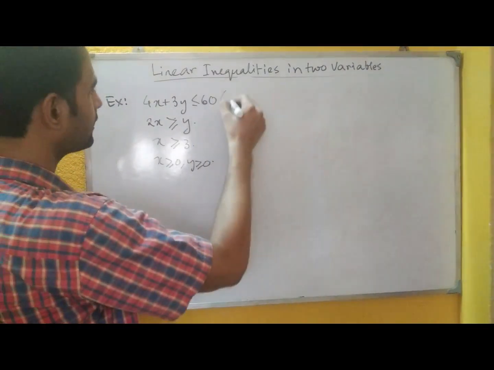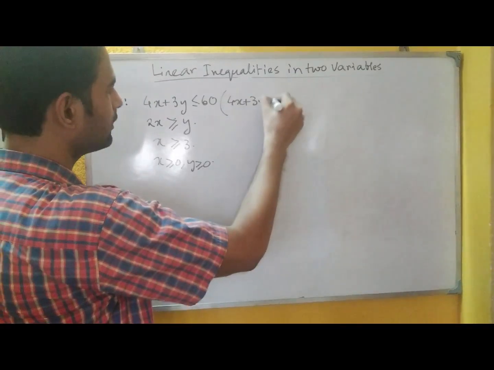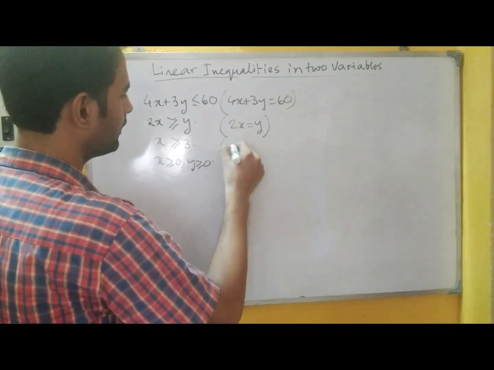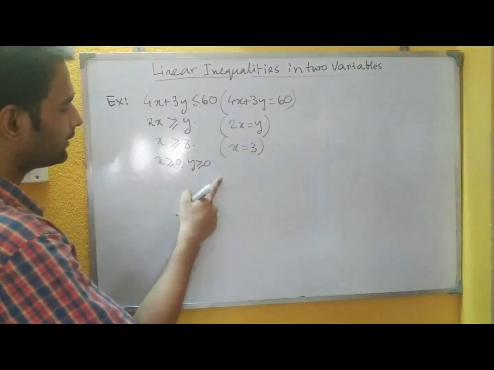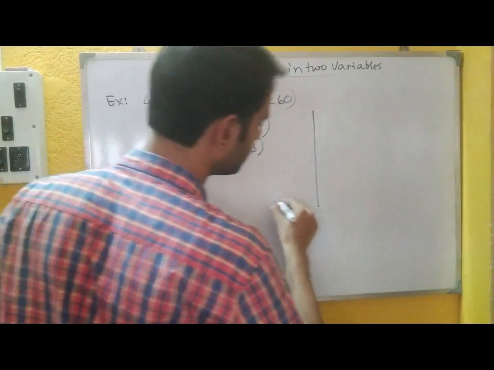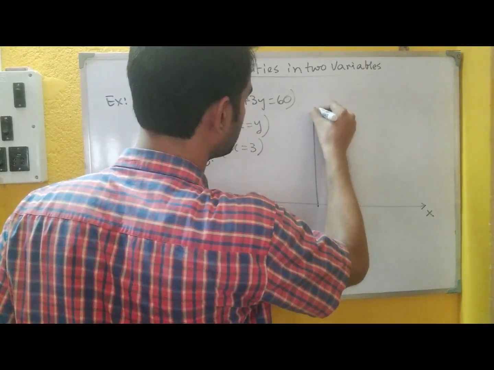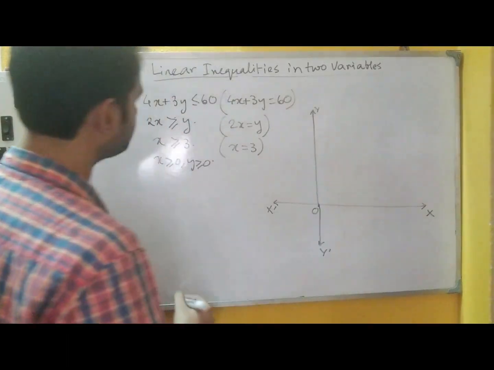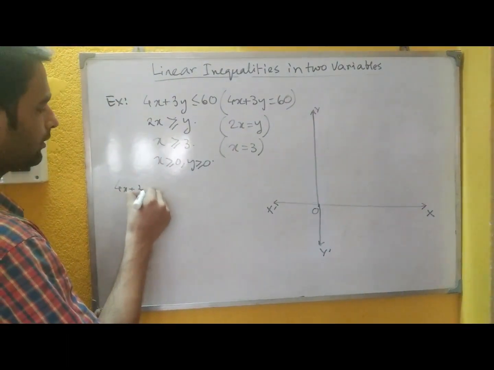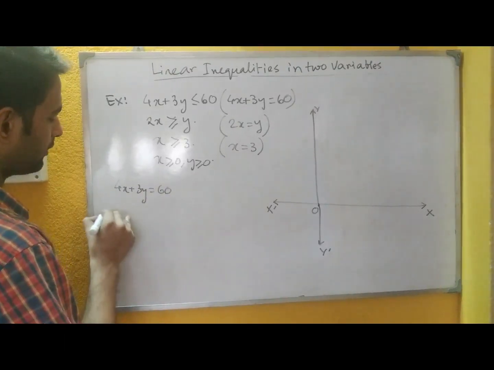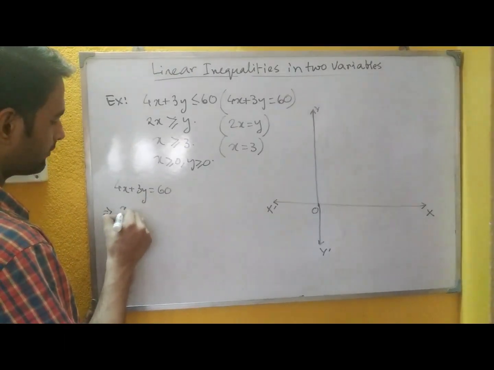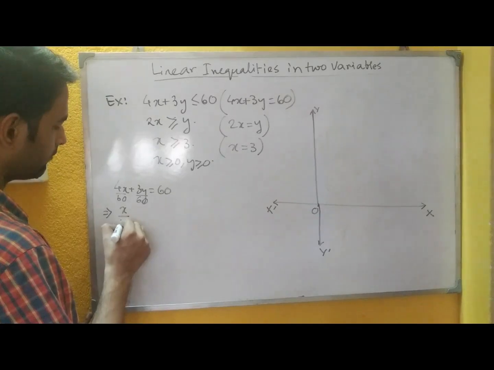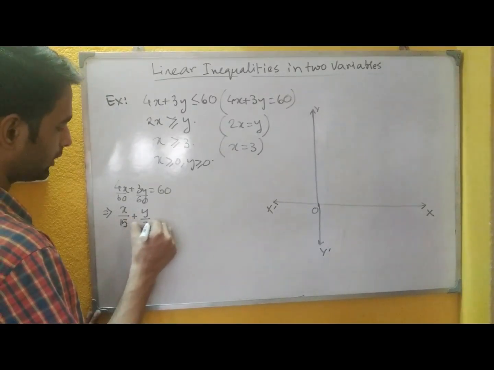So let us first consider the equations. 4x plus 3y equal to 60, then 2x equal to y, then x equal to 3, and these are the axes. So we consider the two dimensional plane and origin here. So 4x plus 3y equal to 60. If you make it 1, you will get x by, so actually it is becoming 4x by 60, then 3y by 60, then it will become 15, and this will become 20.